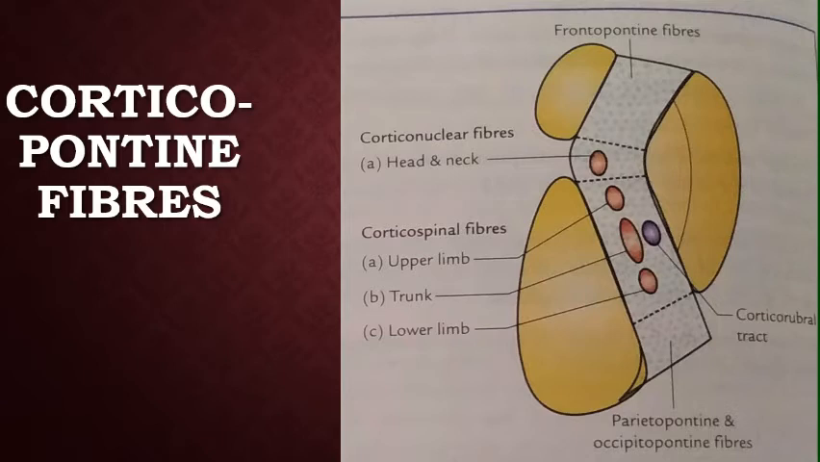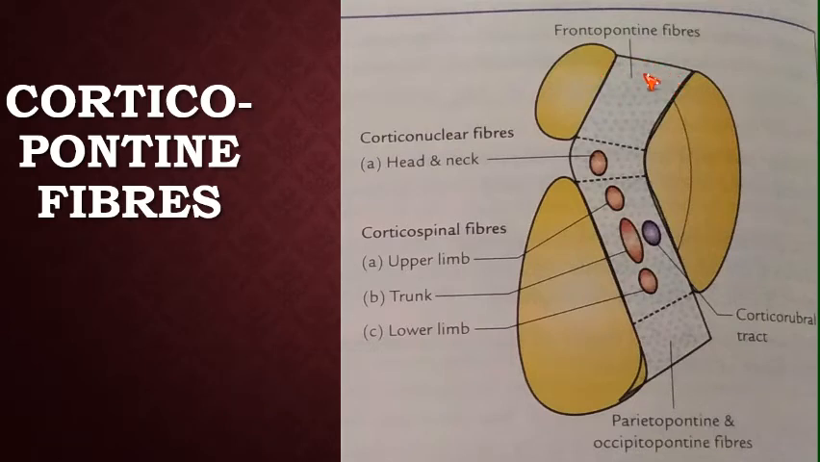Then coming to the pyramidal fibers. The pyramidal fibers arise in the cerebral cortex and relay in the lower motor neurons within the brainstem and the spinal cord. The pyramidal fibers are of two types. One is corticonuclear fibers, then corticospinal fibers.